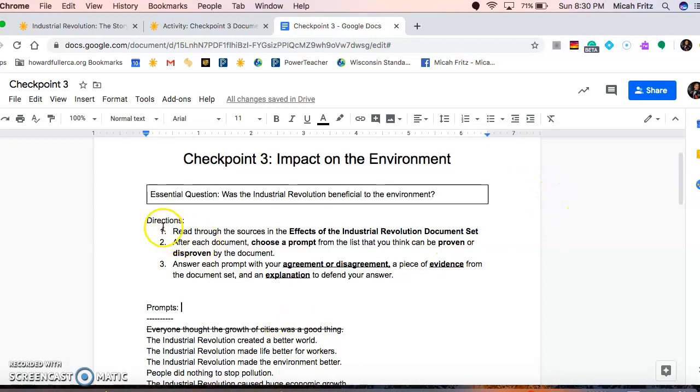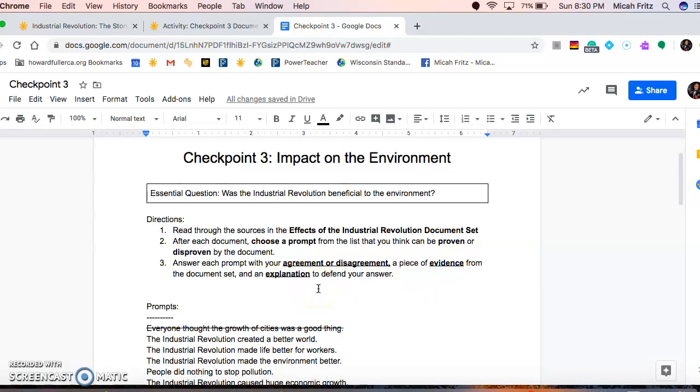So if we look at the directions for Checkpoint 3, it says read through the sources in the effects of the Industrial Revolution document set. After each document, choose a prompt from the list that you think can be proven or disproven by that document. And then, number 3, answer each prompt with your agreement or disagreement, a piece of evidence from the document set, and an explanation to defend your answer.